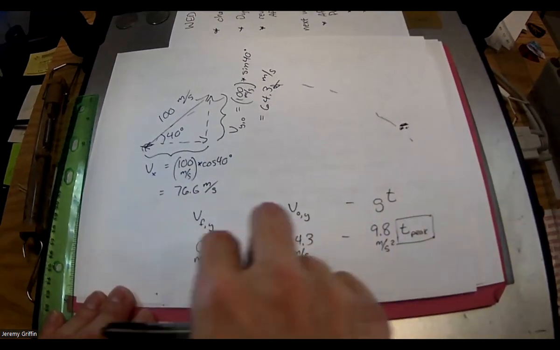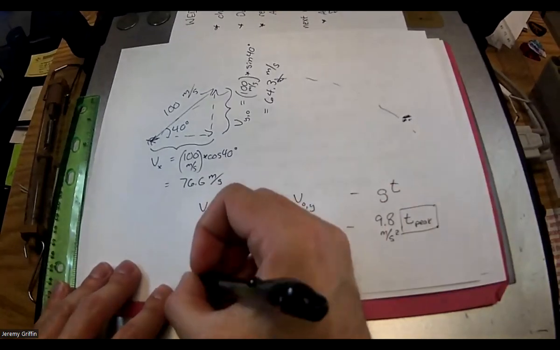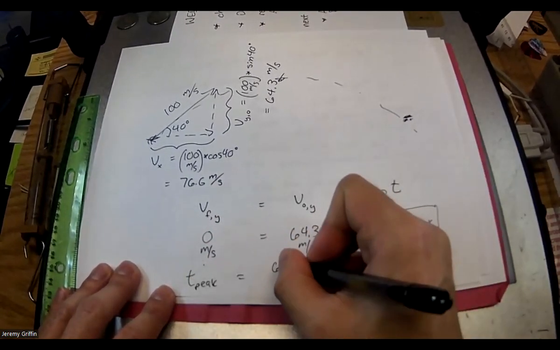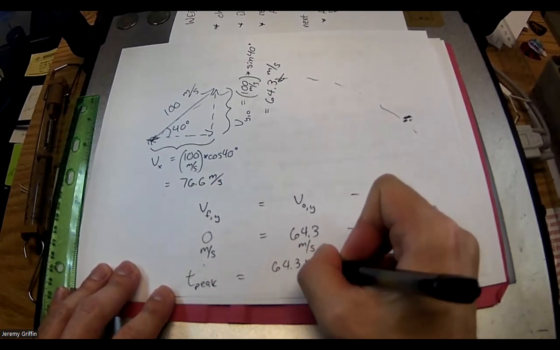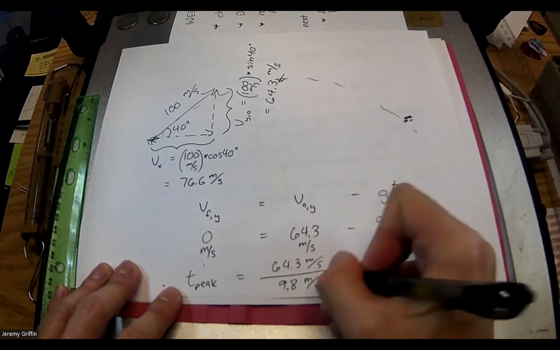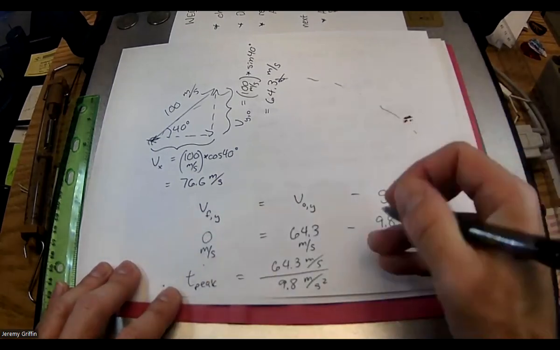Okay, that's just another way to do it. But let's do it this way because I like this way too. So I can add this over, divide by 9.8 meters per second squared. So t to the peak is 64.3 meters per second divided by 9.8 meters per second squared. The negatives go away because you add stuff over.